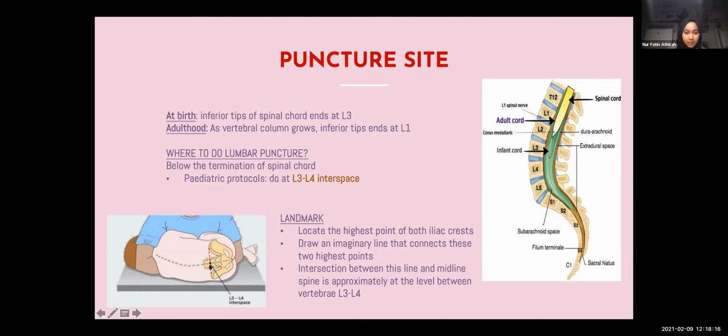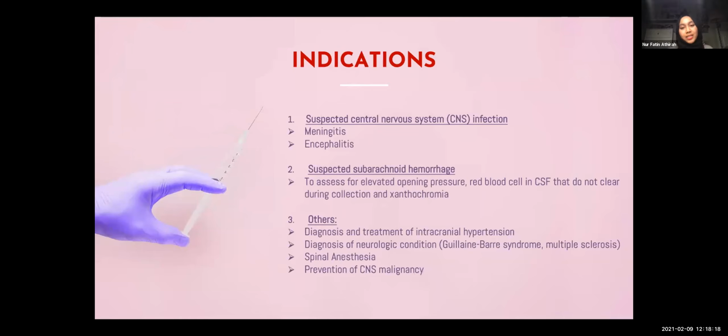Okay, for lumbar puncture, the indication is when we suspect any central nervous system infection, for example meningitis, encephalitis, or suspect any subarachnoid hemorrhage. So we can assess for opening pressure or any red blood cells in the CSF, and also for diagnosis and treatment of intracranial hypertension or neurologic conditions, for example Guillain-Barré syndrome. We also do it for spinal anesthesia and prevention of CNS malignancy.